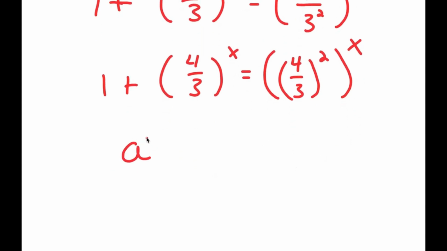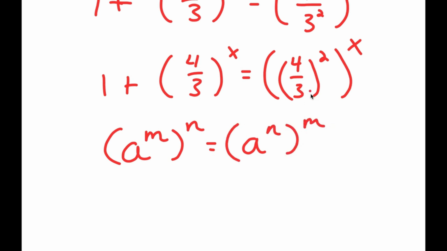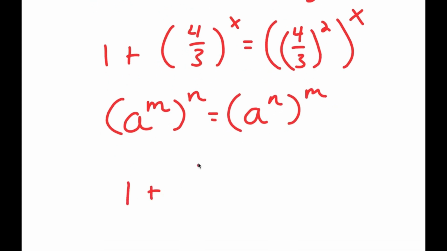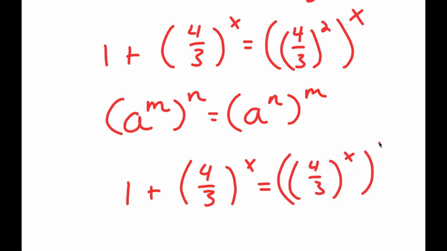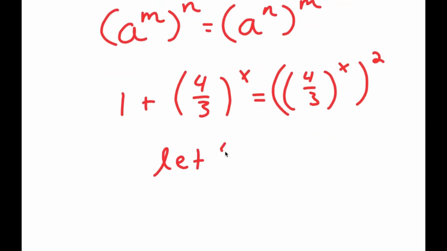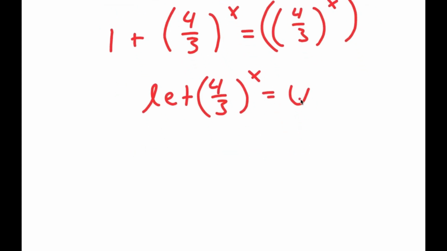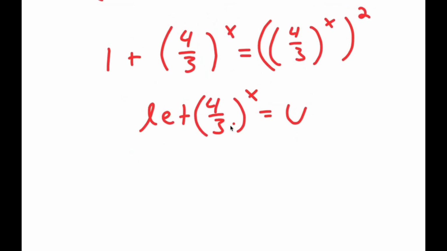Now, if I have something in the form a to the power of m to the power of n, this is equal to a to the power of n to the power of m. So 4 over 3 to the power of 2 to the power of x, I can rewrite that as 4 over 3 to the power of x to the power of 2. And now I'm going to let 4 over 3 to the power of x equal to the variable u. So if I substitute in u for 4 over 3 to the power of x, I get 1 plus u is equal to u squared.